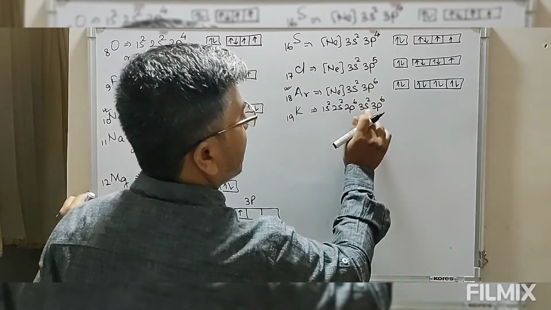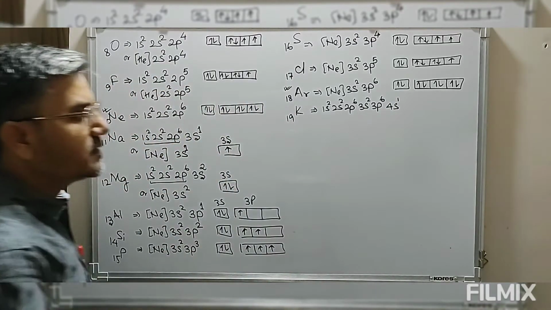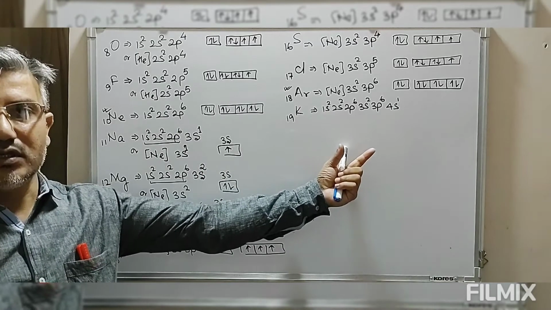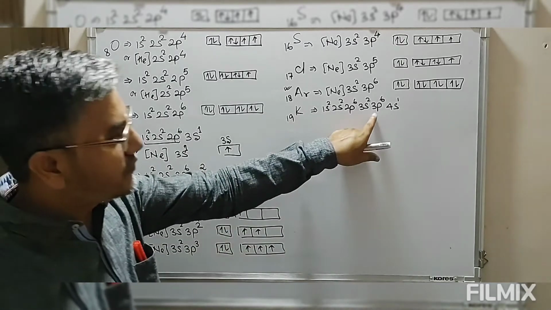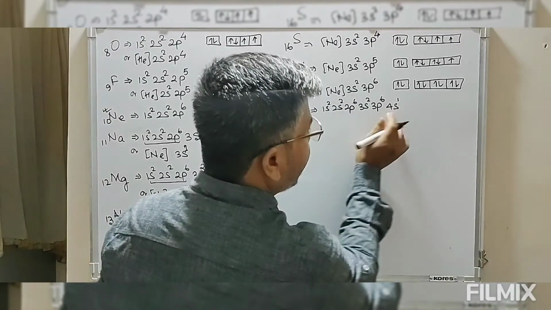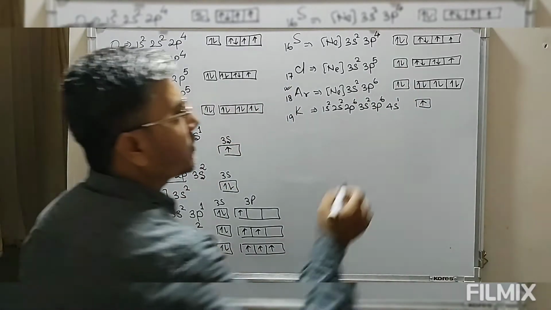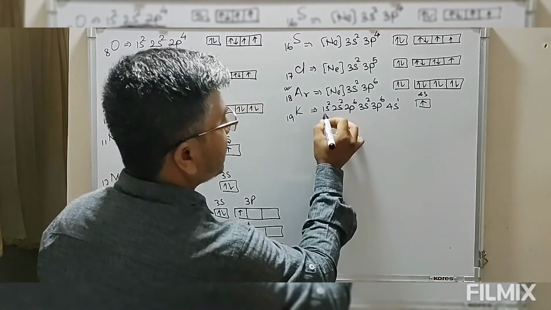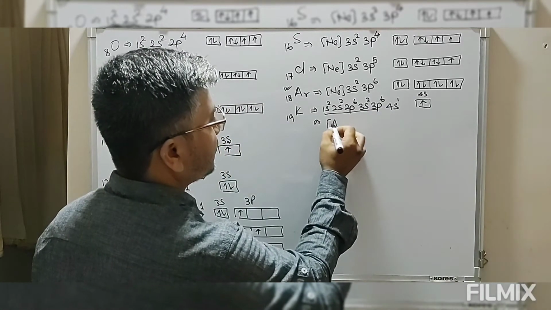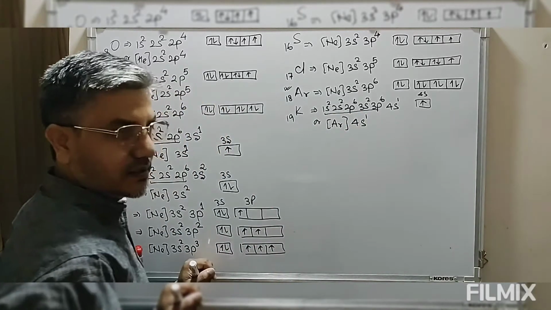Then the 19th electron, after 3p, the next orbital is 4s1. So the 19th electron goes into the 4s orbital, according to the Aufbau rule. After 3p, the next orbital is 4s. So the valence shell is 4, with 1 electron in it. The 18 electrons can be written as the configuration of argon followed by 4s1.